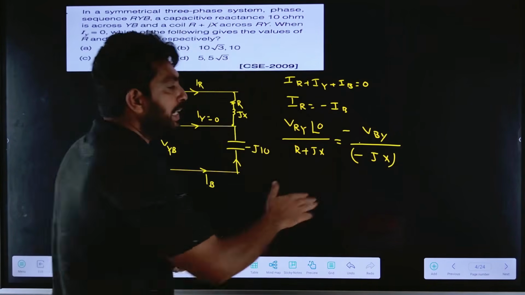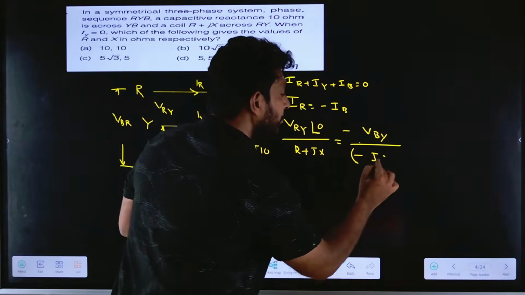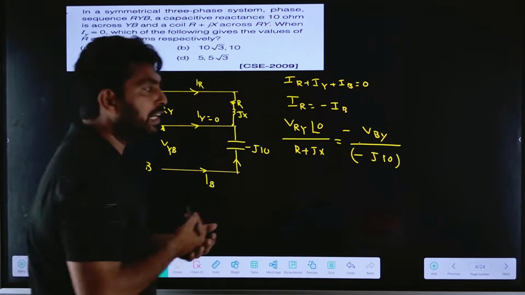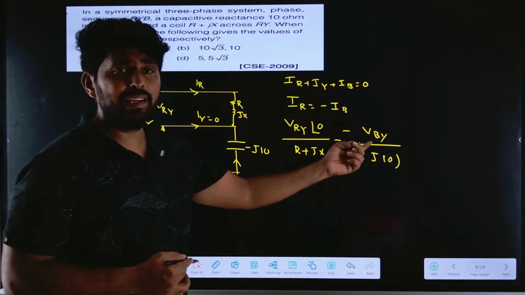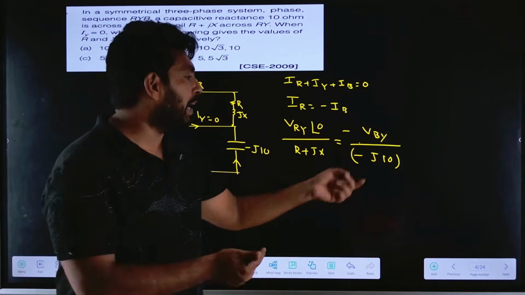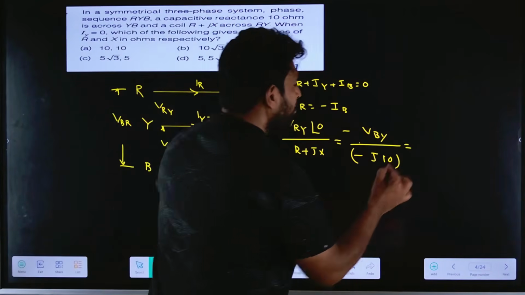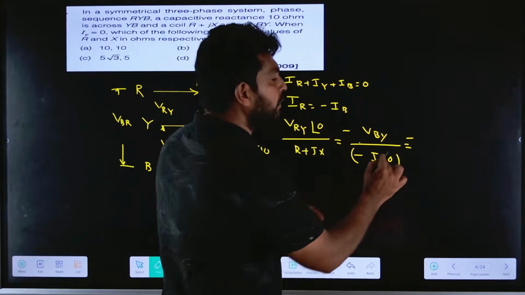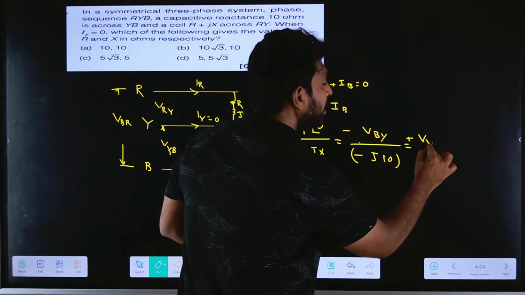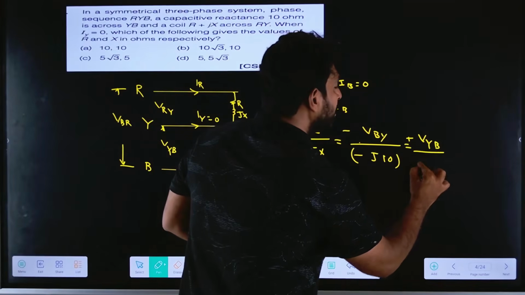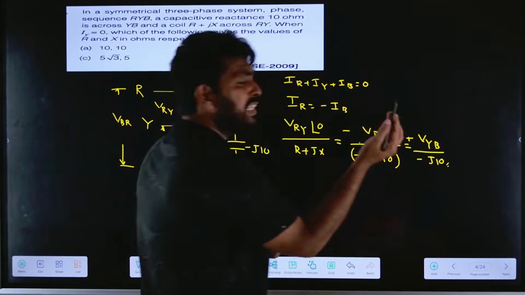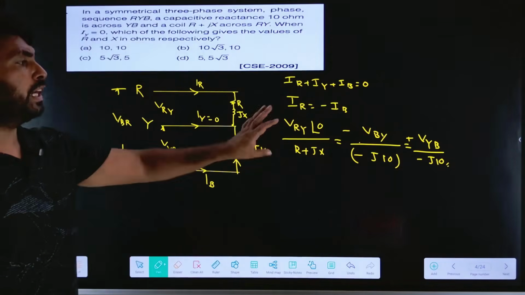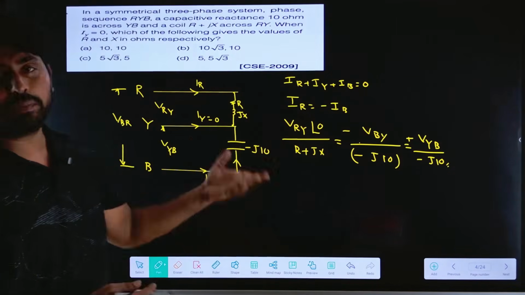So JX is given as 10 volts, right? So it is VBY. If I write the minus VYB, I can write it as a minus VYB. So as we know, minus of minus will be plus. So plus VYB divided by minus. Now it is simple. Up to here, if you can apply the concept, it will be simple.